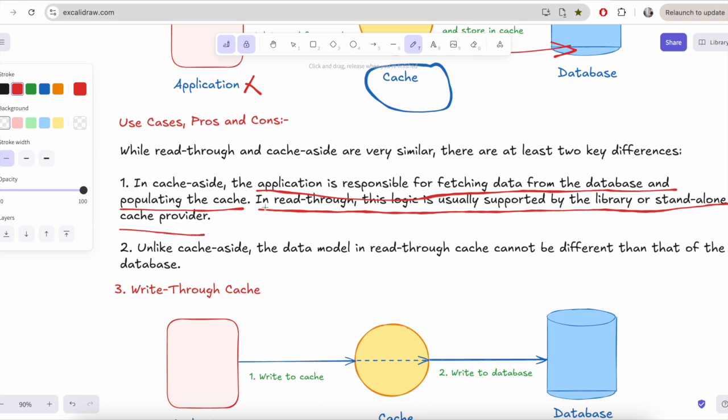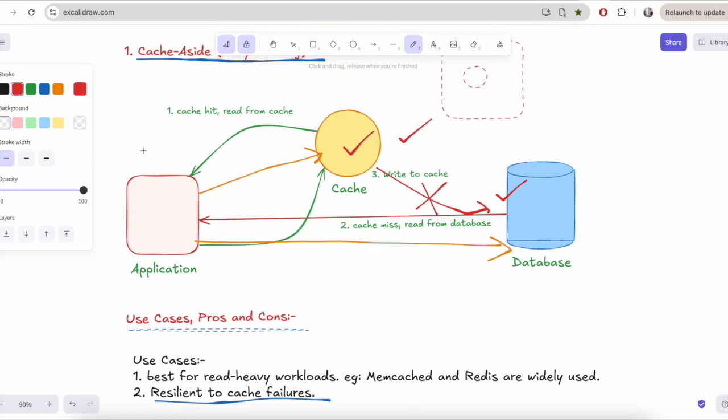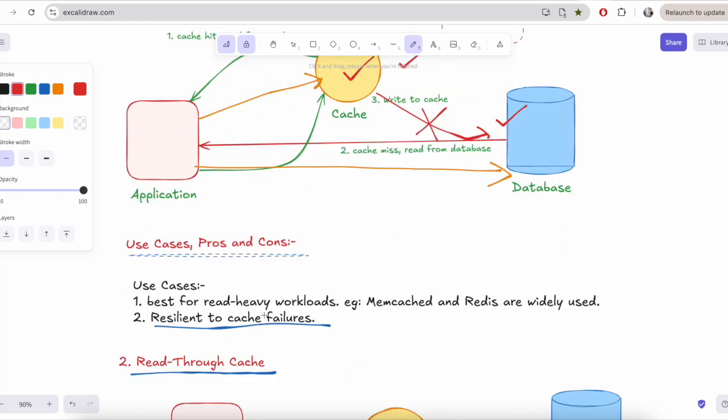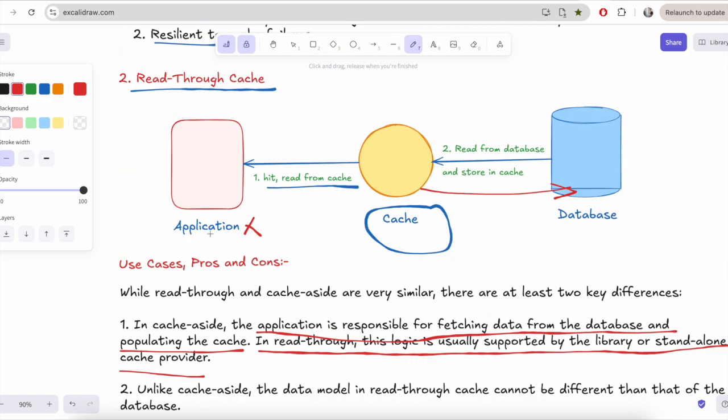If someone asks you what the difference is between cache aside and read through cache, this is one of the main differences. In cache aside, your application is the primary entity which gets the data from the database in case of a cache miss. But in read through cache, if there is a cache miss, the cache library or standalone cache provider is the one which will get the data from the database.